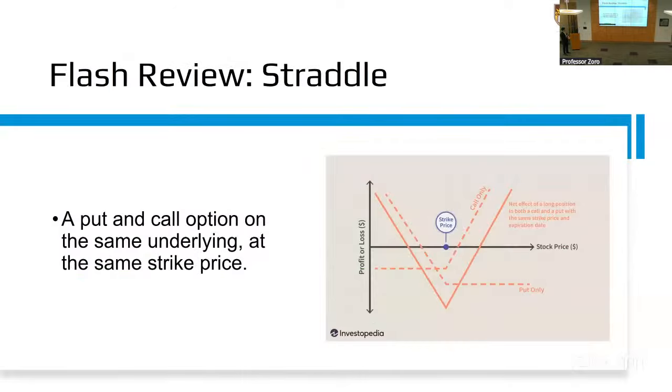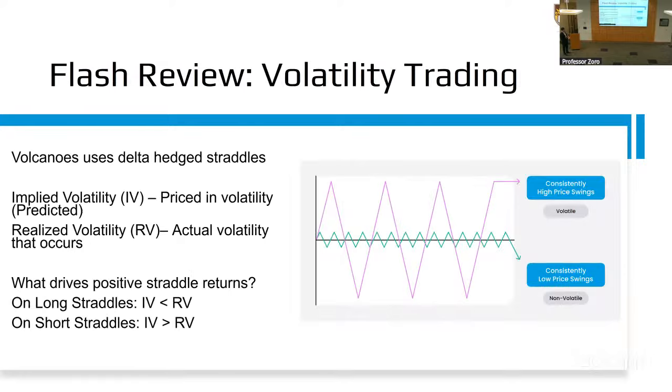Straddle. This is what we're going to be working with. You've got a put and a call, same underlying, same strike. We're going to be vol trading it. That means it's going to be delta hedged. We're going to want our longs to have more realized than implied, and for our shorts, we want more implied than realized.